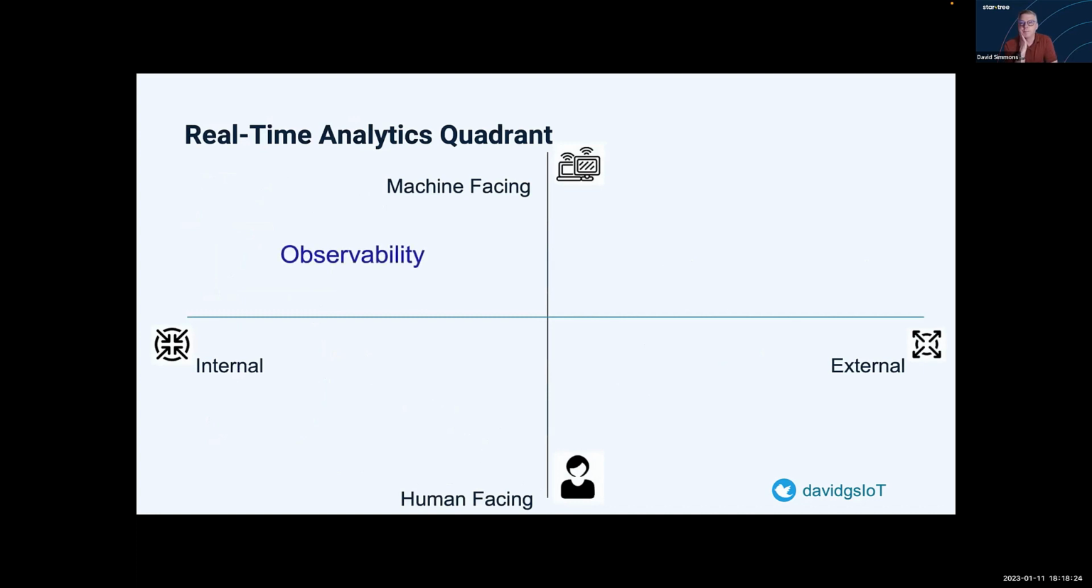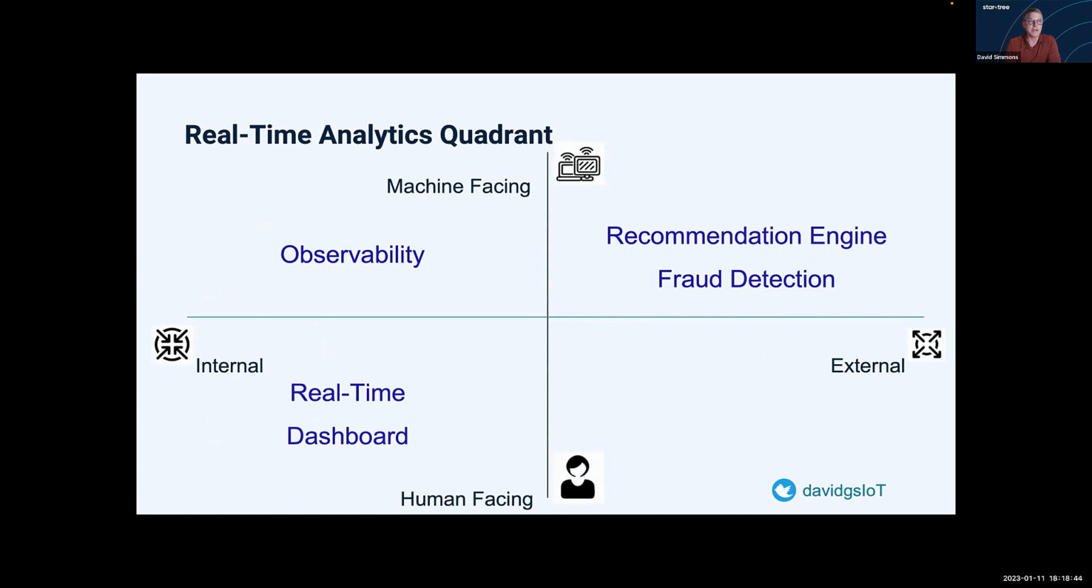So, machine-facing stuff is what we call observability, right? So I can see what's going on in my applications and in my overall infrastructure. Dashboards. We use dashboards to give us the illusion that we know what's going on, right? Whether they do or not is a whole other thing.